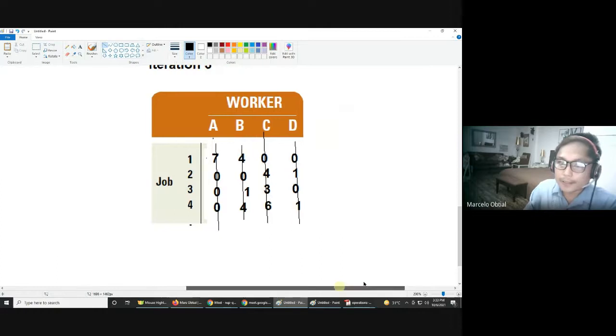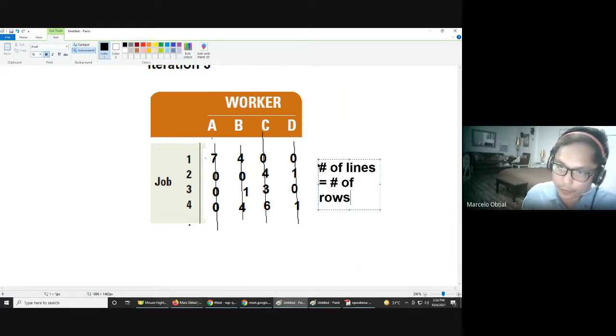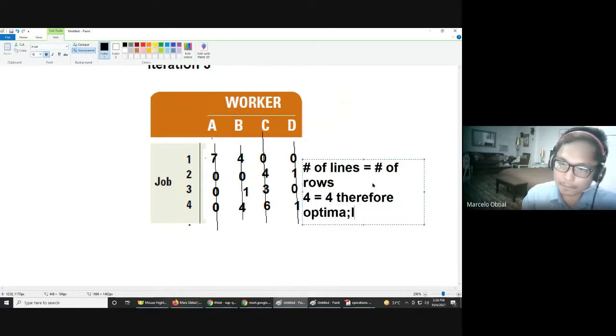So, number of lines is it equal to number of rows. Okay? Rows ko na lang, ha, kasi rows is equal to number of columns, eh. Okay, so check natin. So 4 is equal to 4. Okay? Therefore, optimal. Okay? And dito na tayo mag-conclude.